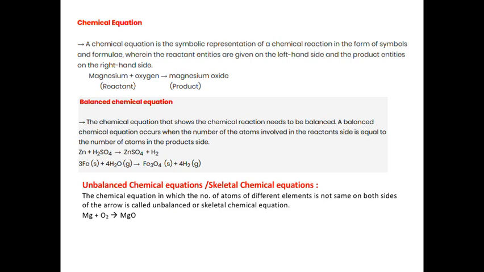What is unbalanced? In which the number of atoms on the left hand side, that is the reactant side, is not equal to the number of atoms on the right hand side, that is the product side. And it is also known as a skeletal chemical equation. I have given examples in this video also.